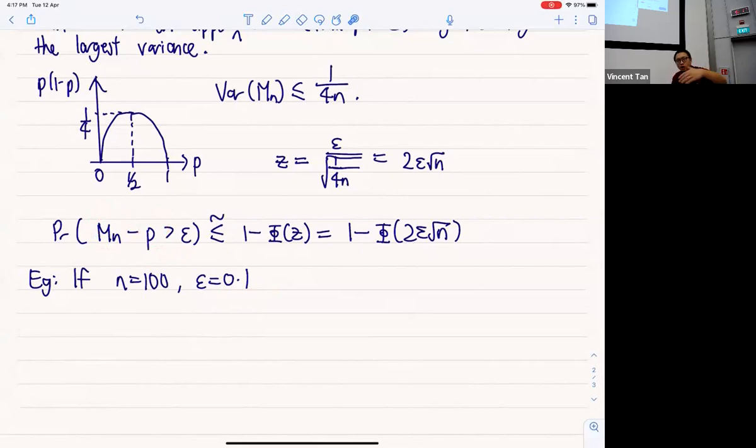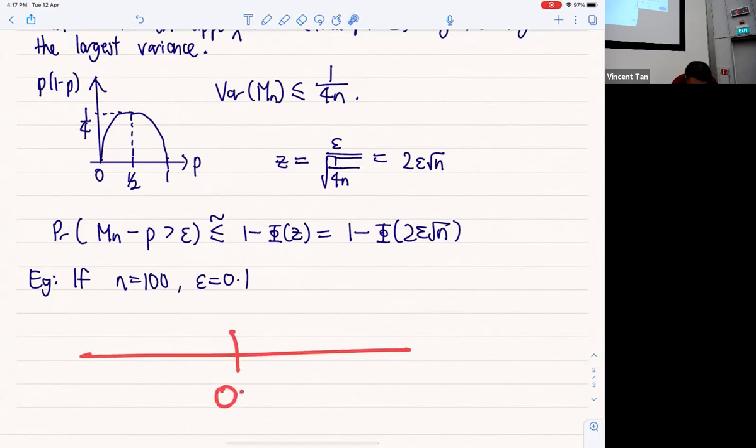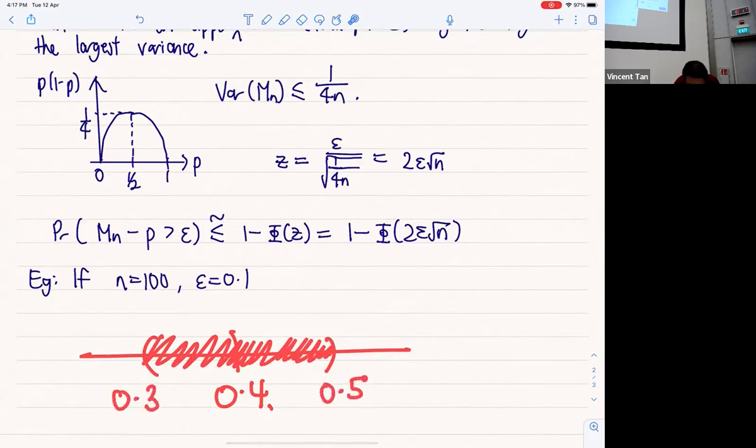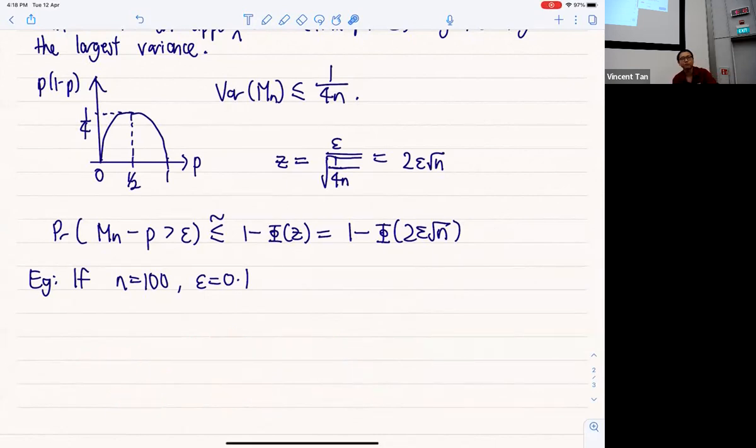You have 100 people who walk into your voting booth. What is the chance that the fraction of them who voted for Donald Trump is between 30% and 50%? That's typical. So we are inside this interval between 30% and 50%. We have 100 people, so what is the chance that among the 100 people, between 30% and 50% voted for Donald Trump, when the true fraction of people who love Donald Trump in the population is 40%? We can calculate this.